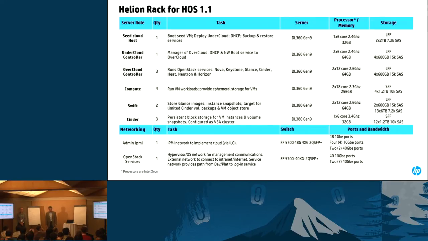So if you look at the various distributions that are out there, there's a lot of things they have in common. For example, one of the things that they tend to have in common is there is a deployment host. On this slide, we call it the seed cloud host. This particular example is for Helion OpenStack version 1.1, but other distributions are very similar. So if you're familiar with other distributions, you should be able to tie in some similarities there.